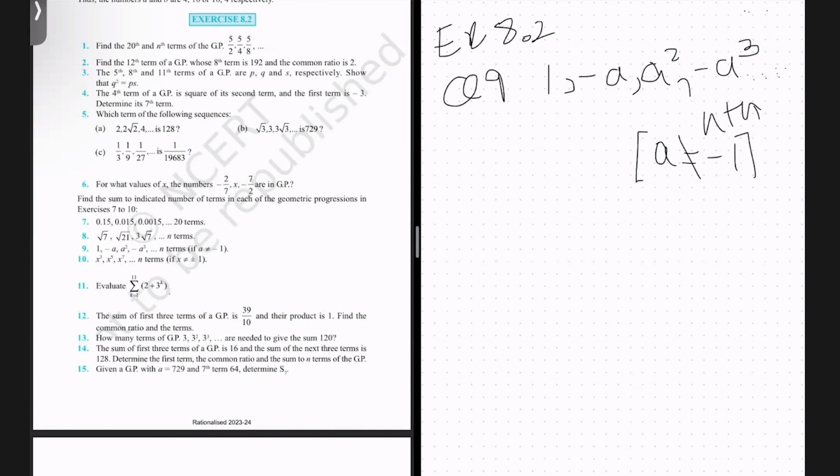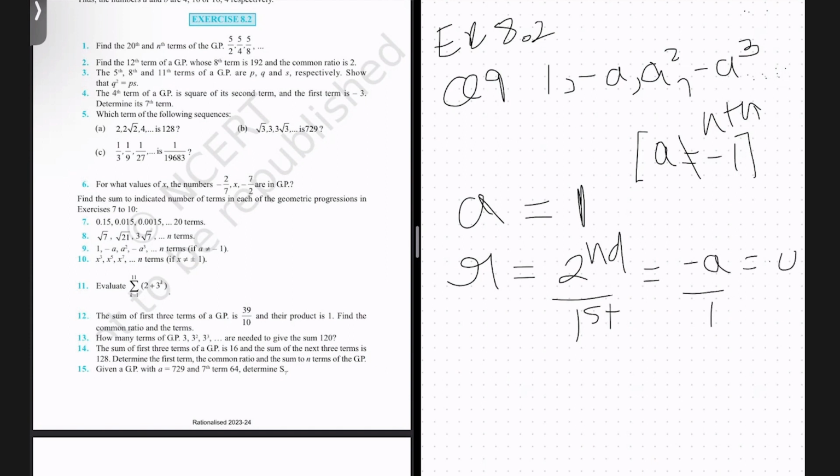Now, in this particular GP, you have the first term. Let us denote that by a as 1, right? And the r is going to be nothing but second term divided by first term. Again, the common ratio is minus a. Correct. So Sn is nothing but a into 1 minus r raised to the power n upon 1 minus r.